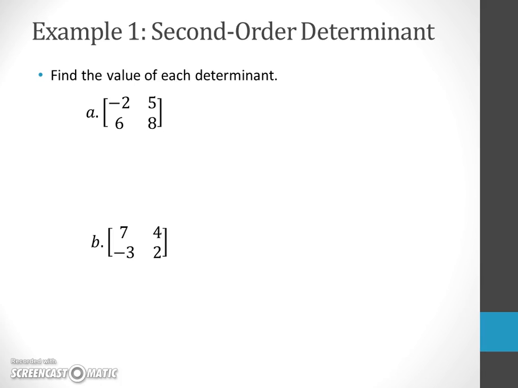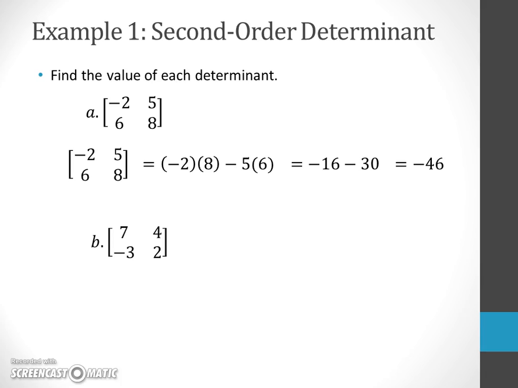So an example here, find the value of each determinant. The definition of determinant, we're multiplying -2 times 8, and we're going to subtract 5 times 6. So we multiply, we get -16 minus 30, and then we simplify, we get -46. So our determinant of -2, 6, 5, 8 is -46.